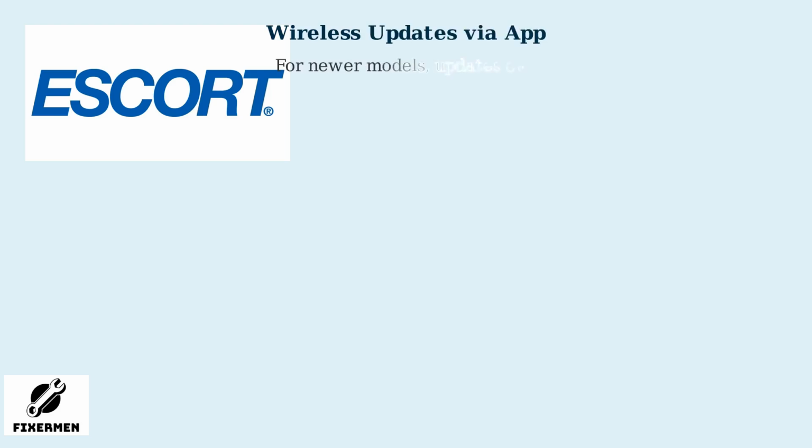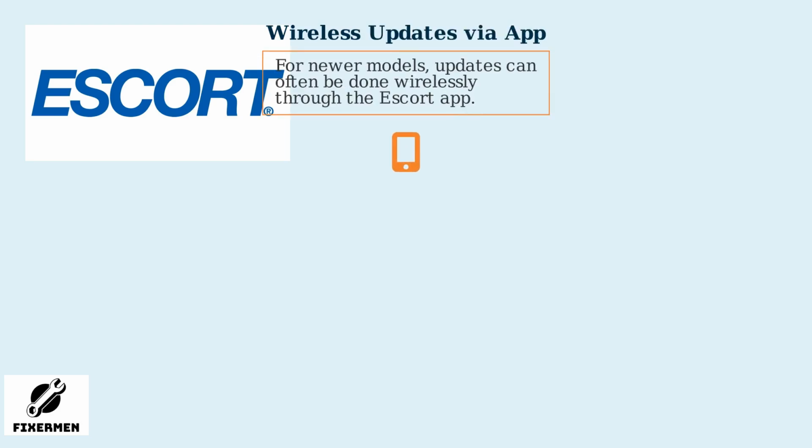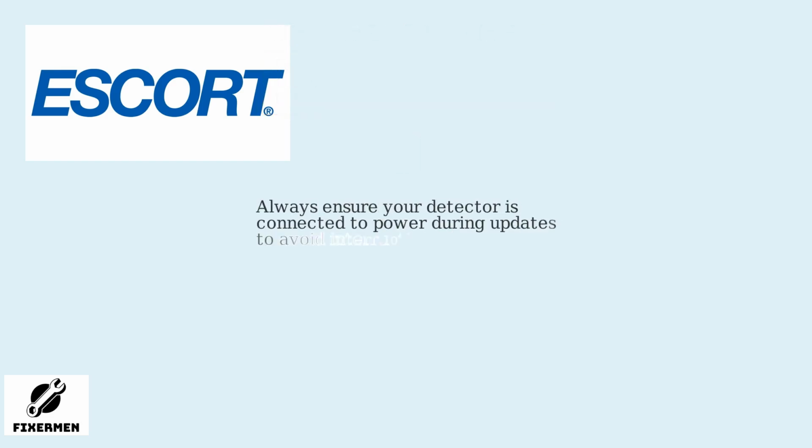For newer Escort models, firmware updates can be performed wirelessly using the official Escort mobile app. Connect your detector to the app and check for updates directly. Remember to keep your radar detector connected to a stable power source during the update process to prevent any interruptions that could cause issues.